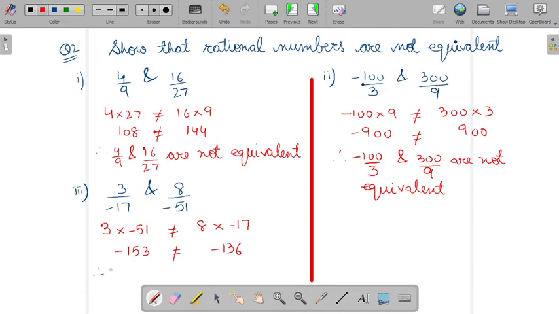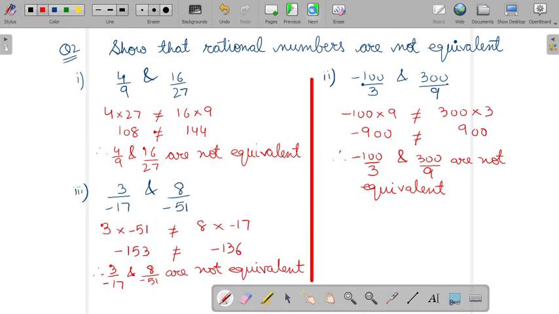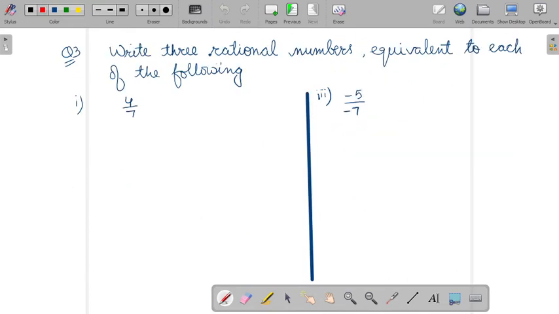Therefore, 3 upon minus 17 and 8 upon minus 51 are not equivalent. Isn't it? It's quite easy to understand. Okay, now come to question number 3.